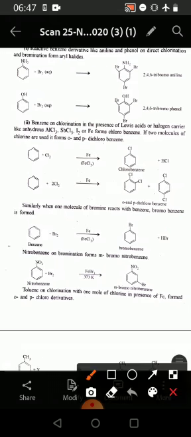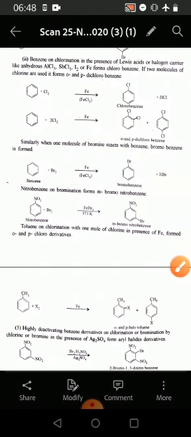Second method: benzene on chlorination in the presence of Lewis acids or halogen carriers like anhydrous AlCl3, SbCl5, I2 or iron forms chlorobenzene. If two molecules of chlorine are used, it forms ortho and para dichlorobenzene. For example, benzene reacts with one molecule of chlorine in the presence of iron and FeCl3 to form chlorobenzene. And when benzene reacts with two molecules of chlorine in the presence of Fe, it forms ortho-dichlorobenzene and para-dichlorobenzene.